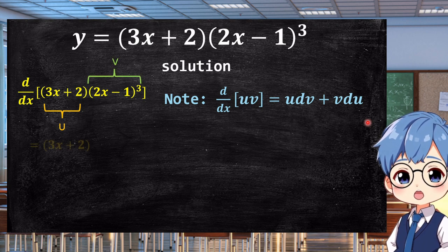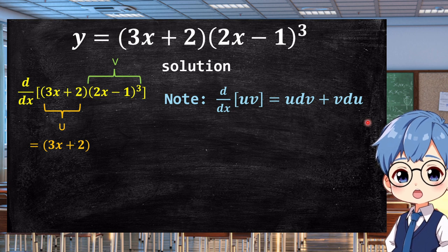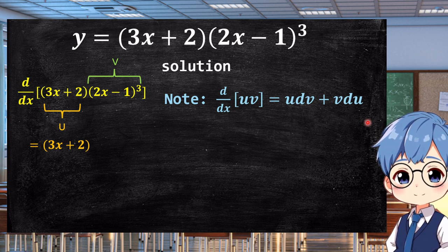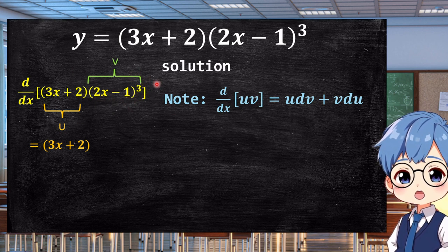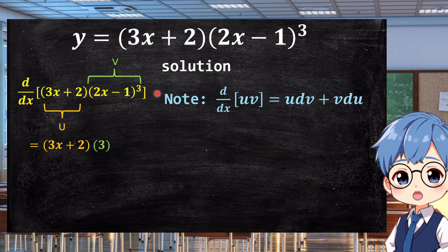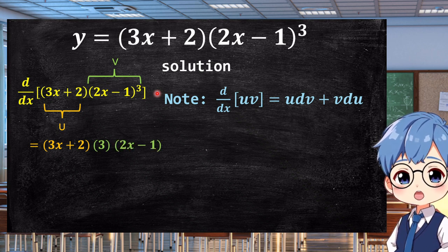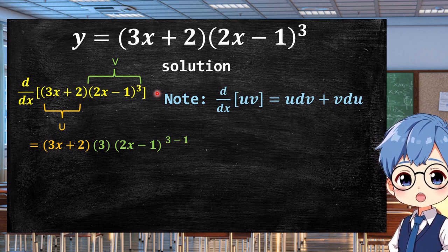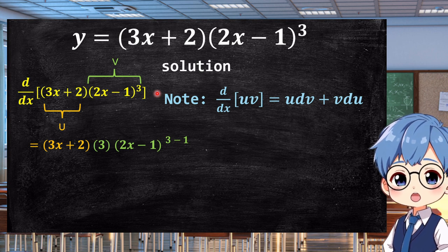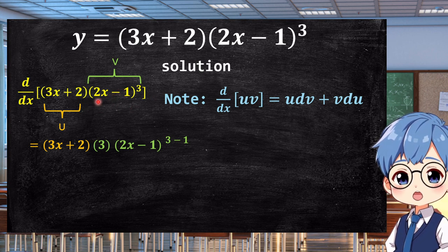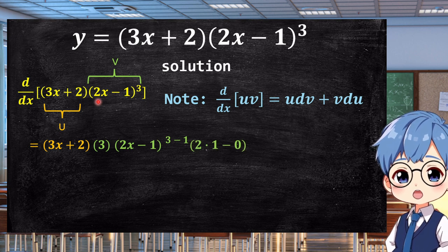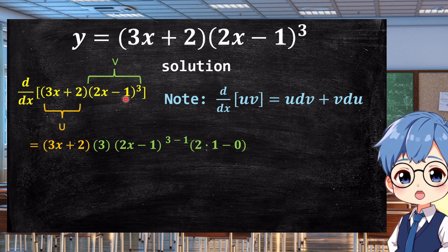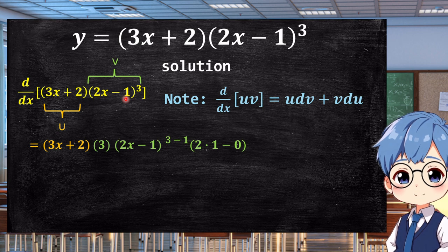So we will write first 3x plus 2, since that is our u, and then get the derivative of v. So take note here, our v is 2x minus 1 quantity cubed. So we're going to apply chain rule here. So we will put down 3 first, copy the given, 2x minus 1, then subtract 1 to the exponent, and then again, don't forget to get the derivative of the inner function. So derivative of 2x is just 2 times 1, and then minus the derivative of 1, a constant, it's just 0.